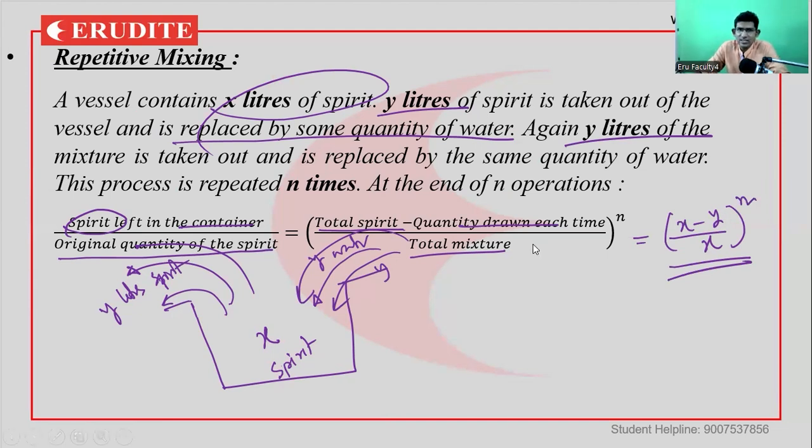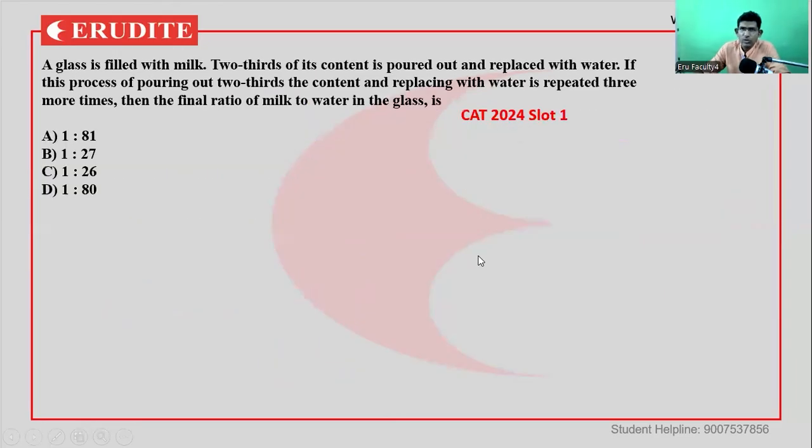So we can take a latest example in CAT 24, where you found a similar and quite straightforward question. It says a glass is filled with milk, 2/3 of its content is poured out and replaced with water. If this process of pouring out 2/3 content and replacing with water is repeated 3 more times, then the final ratio of milk to water is what? So again, it's repetitive mixing.